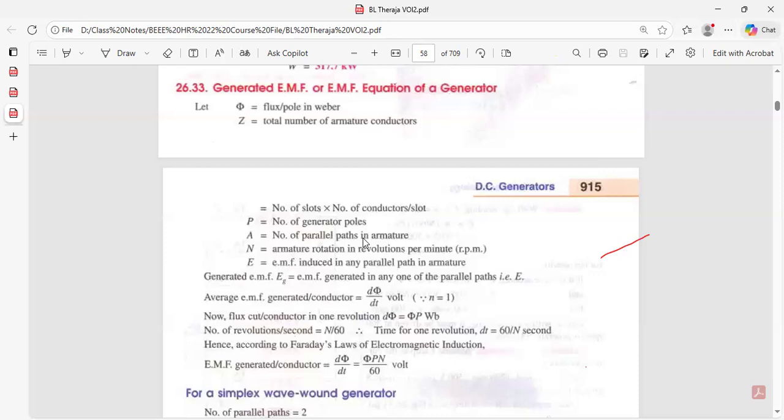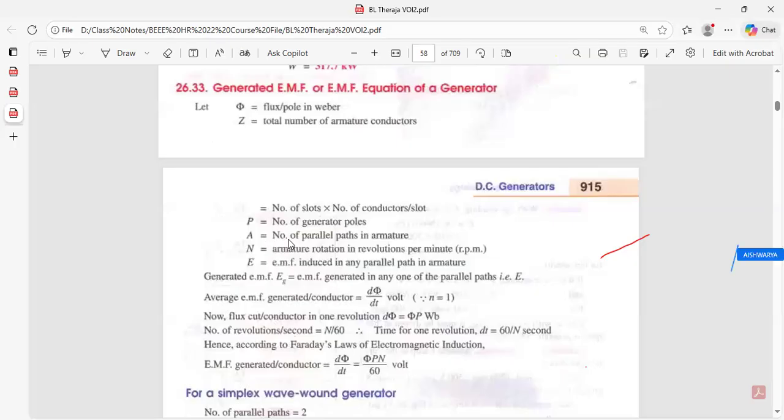A is the number of parallel paths in the armature. Here, A, I have to define for two types of windings: one is lap winding and the other is wave winding. How we get the number of parallel paths, once we come to the class, I'll explain on the board. This I can't explain online. A is the number of parallel paths in the armature. Write down in your notes.